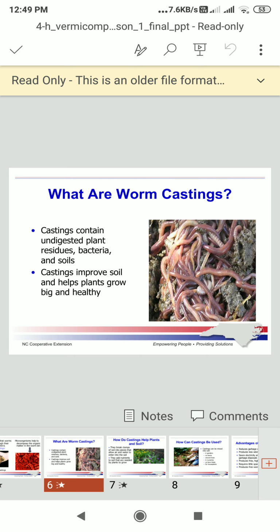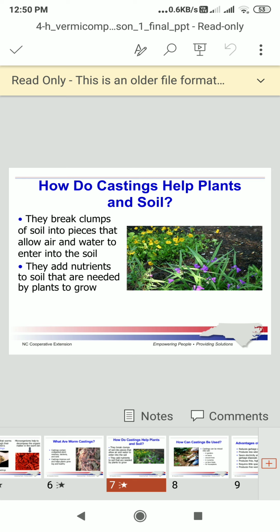You can see these worms, their castings develop in adult stages. At the time of adulthood, the worms can consume undigested plant residues and bacteria in the soil. The castings improve soil and help plants grow big and healthy. The castings help plants and soil, and they break clumps of soil into pieces that allow air and water to enter into the soil.